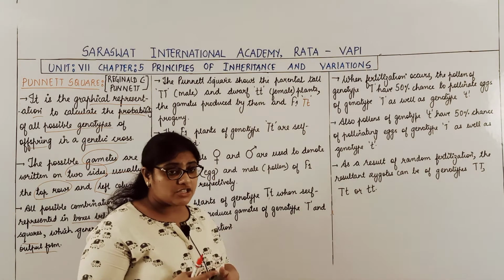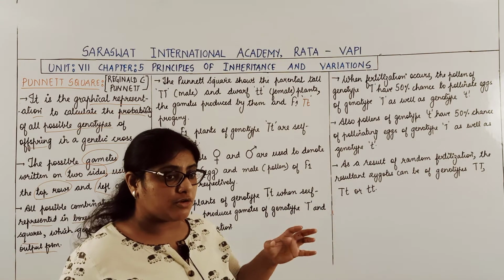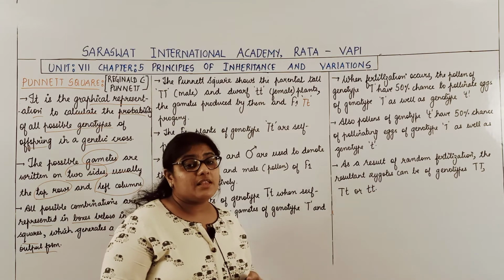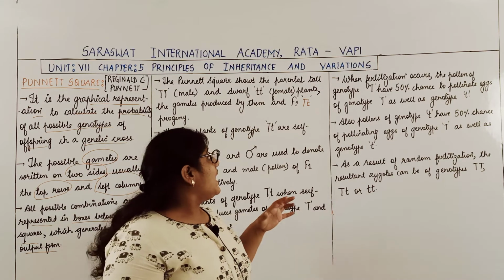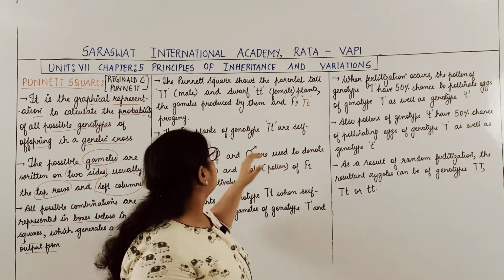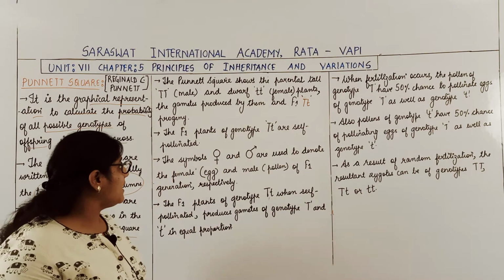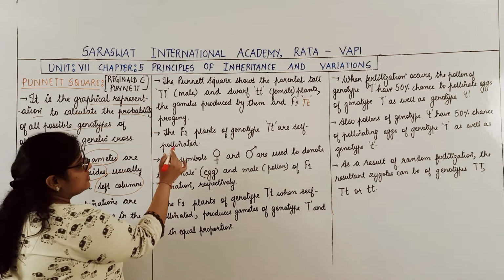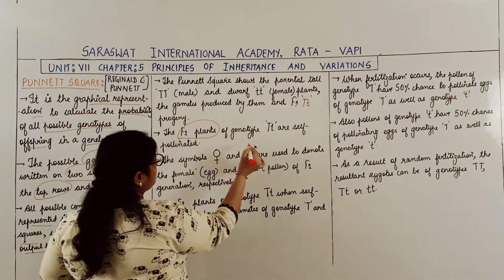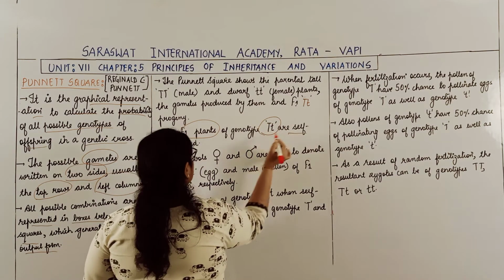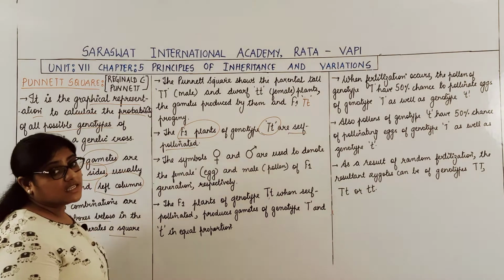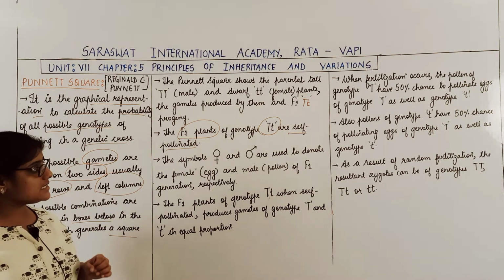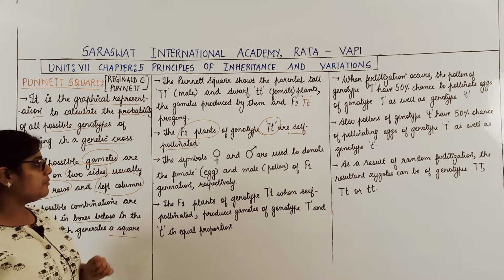Now, which type of gametes will be produced by the parental plants? And the genotype in the F1 plants, that is capital T, small t, can be shown through the Punnett square. Now, what happens after that? The F1 plants which have the genotype capital T, small t, are self-pollinated.